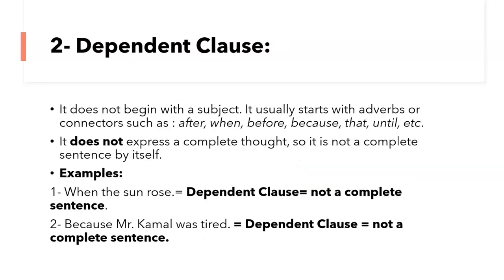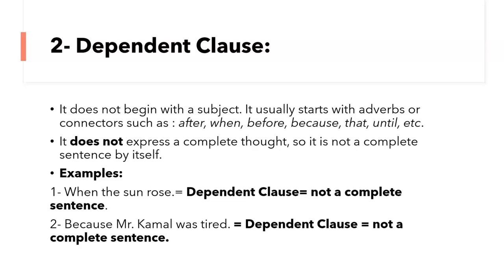The second type of clause is the dependent clause. This one does not begin with the subject. It usually starts with adverbs or any other connectors, like the ones here: after, when, before, because, that, until, and many more. You have to check if it expresses a complete thought or if it's incomplete. Like these examples. When the sun rose, I should not read it like that. When the sun rose, full stop. So what's this? There is no thought.